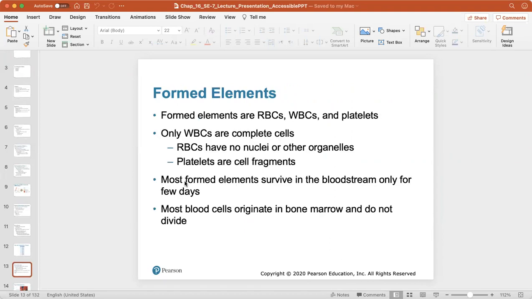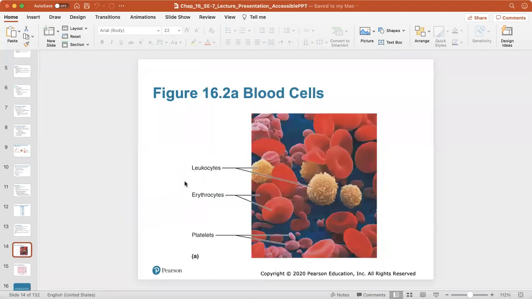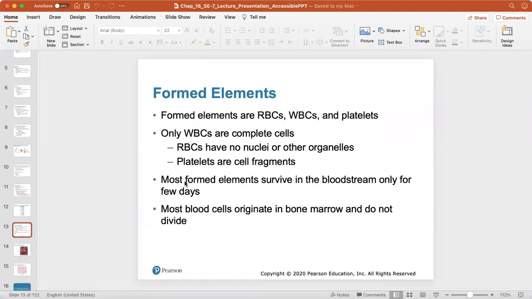So the formed elements then, we have red blood cells, white blood cells, and platelets. Only white blood cells are complete cells because your red blood cells have no nuclei or other organelles. And that's because the red blood cells are formed to try to pack in as much oxygen as possible. So there's no room for any sort of nucleus or other organelles. Most formed elements survive in the bloodstream only for a few days, and most blood cells originate in your bone marrow and will not divide.